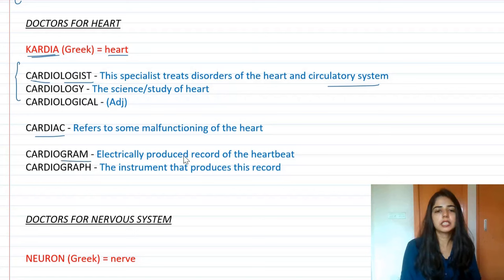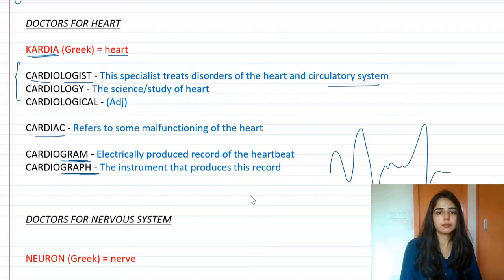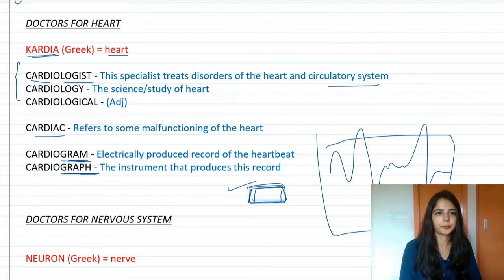Cardiogram. Electrically produced record of the heartbeat. So gram word, wherever it comes, it means a record. Okay. So cardiogram is electrically produced record of the heartbeat. Cardiograph is the instrument that produces this record. So graph, when we make a graph, what do we do? We measure things. So that machine which is measuring it, that instrument which produces is known as cardiograph, and this record of the heartbeat is known as cardiogram.